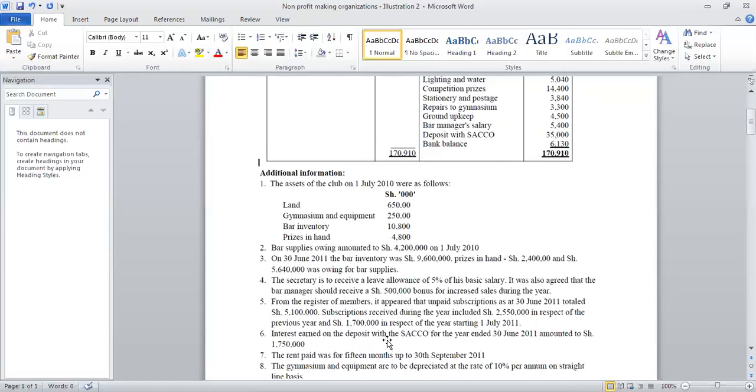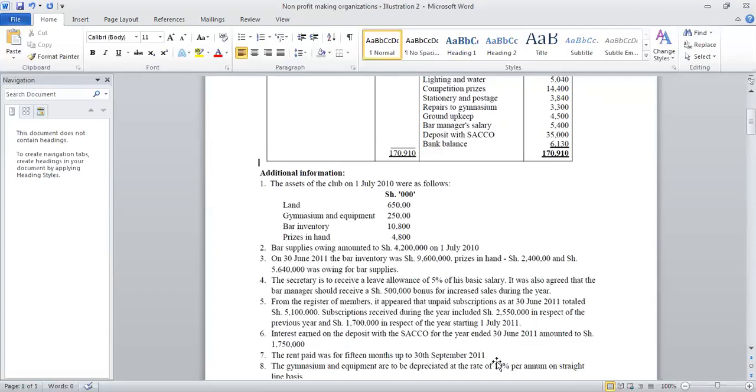Then the interest earned from the SACCO deposit is amounting to this. So we need to get the interest on that, and then we treat it as an income. Then we have the rent paid was for 15 months. If it was for 15 months and one financial year has got 12 months, then you can know that there are 3 months that we have not actually utilized. That is actually the prepaid rent.